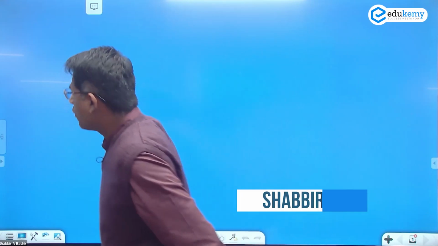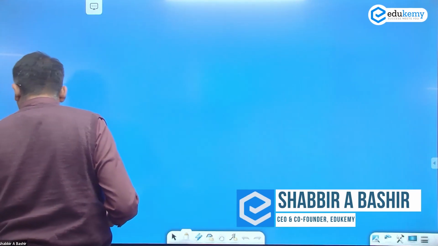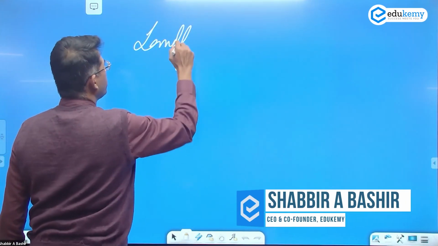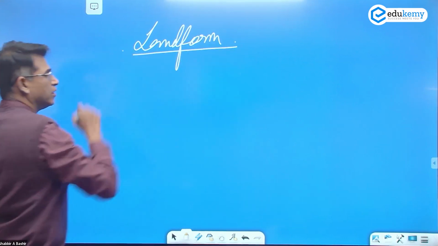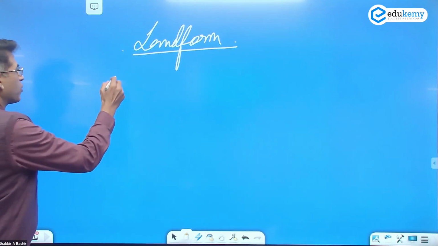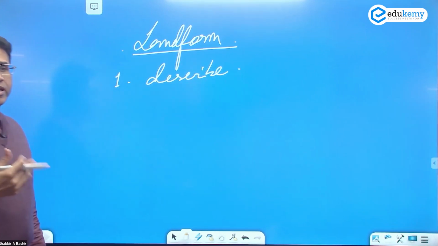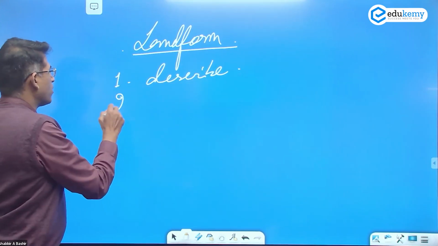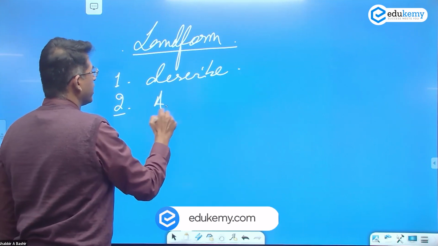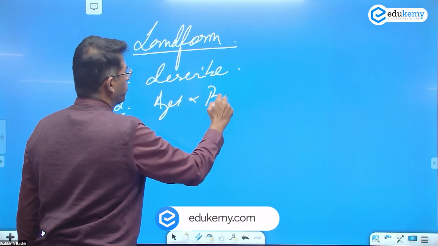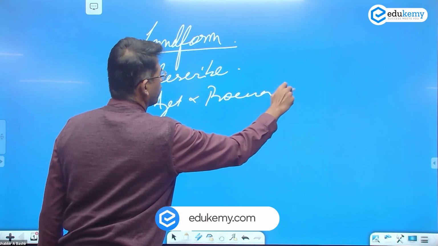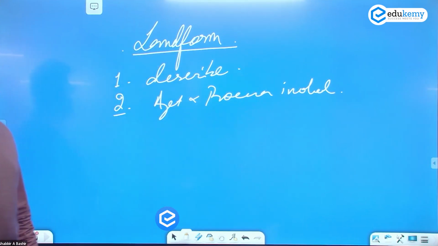The instructions for any landform they ask. Okay, 4 or 5 things. Number 1, you need to describe the landform. What does it look like? Talk about the agent and the processes involved.